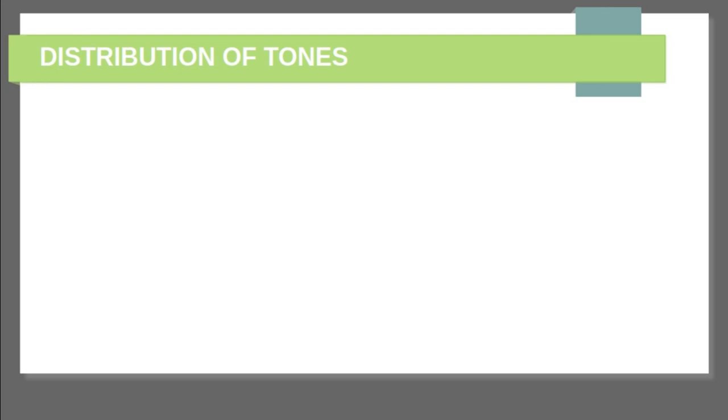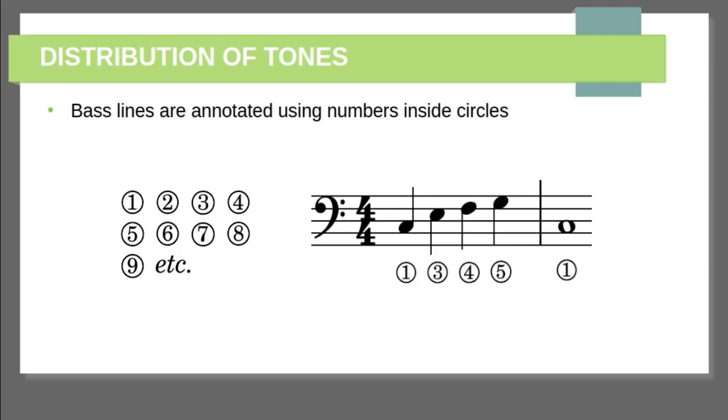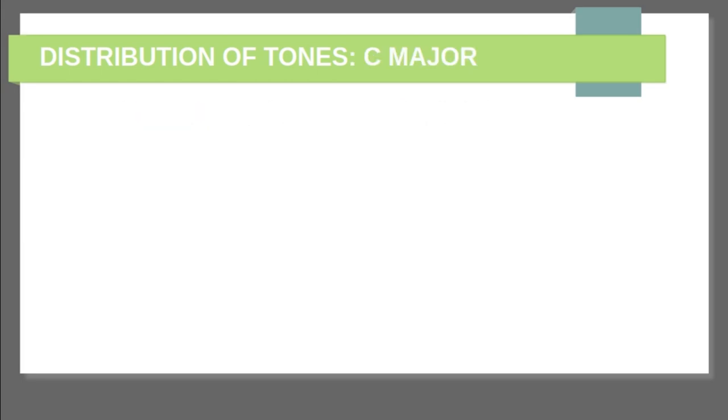Before we turn to the rules, one must know some annotations that are employed. The tones in the bass line are annotated using numbers inscribed inside circles. These numbers move depending on the key of the piece. Take, for example, in the key of C major.